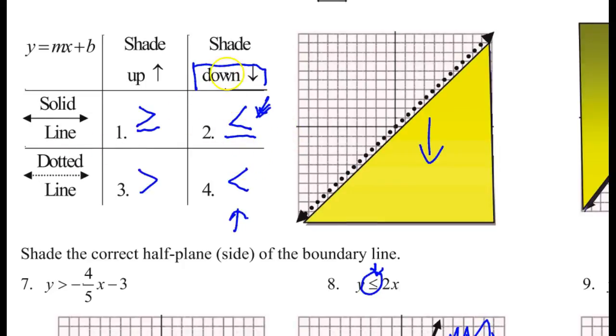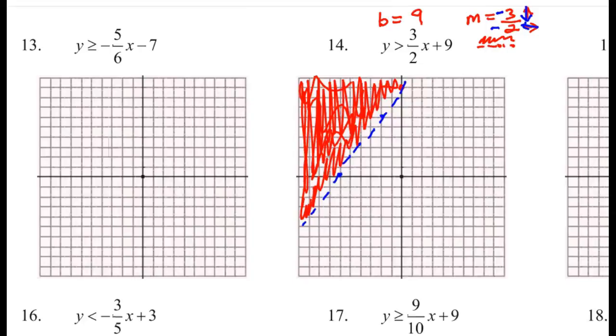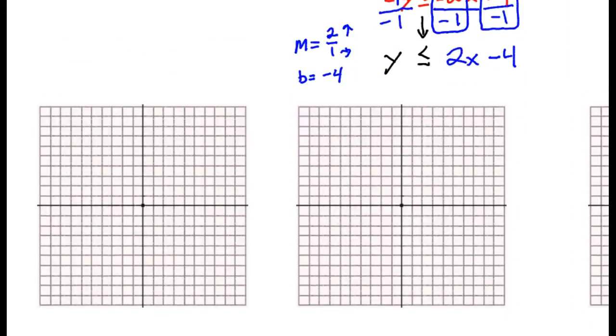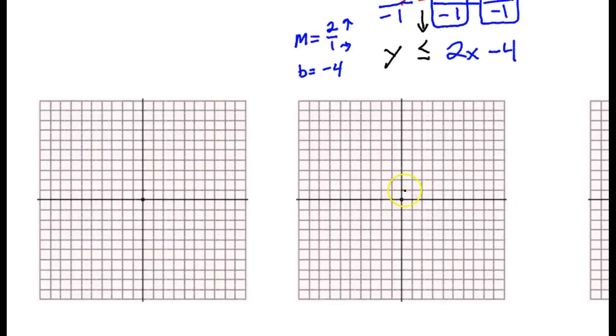You guys not be guessing. Look at the solid line. Get it down. So let's go ahead and graph it. Start at -4. 1, 2, 3, 4. And we're going to go up 2, right 1. Up 2, right 1. Do that a few times.